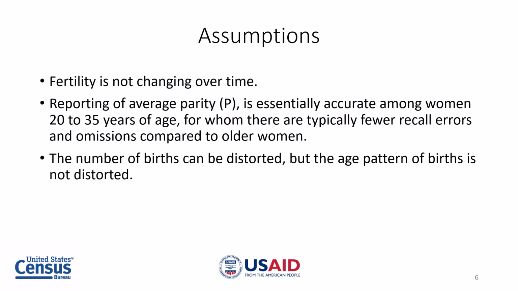Third, the number of births in a given reference period can be distorted by omission, meaning not reporting a live birth, or by date displacement, meaning the wrong date of birth was provided, but the age pattern of births is not distorted. Remember that the method compares age patterns of two similar measures of fertility. It assumes that age patterns are accurate.